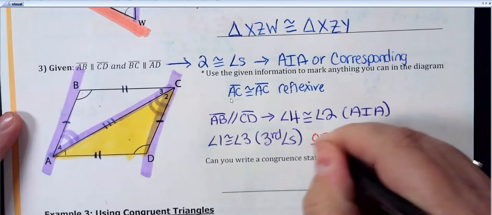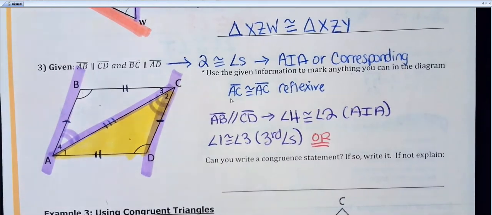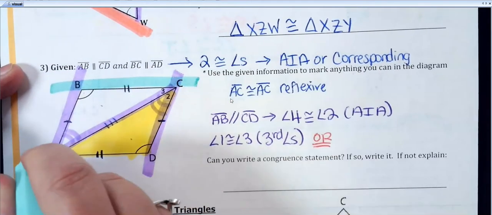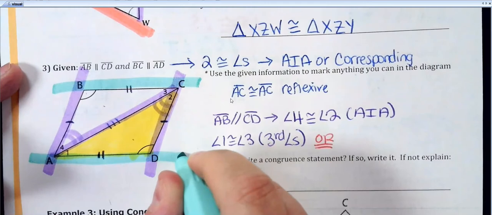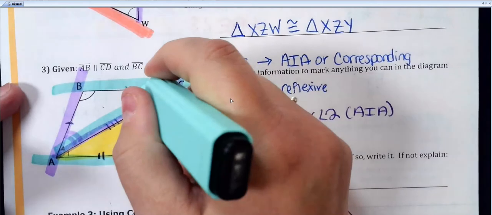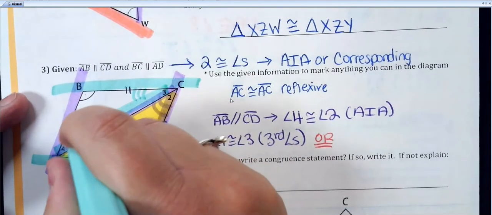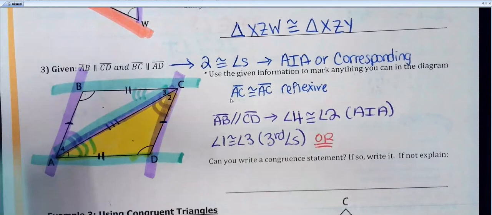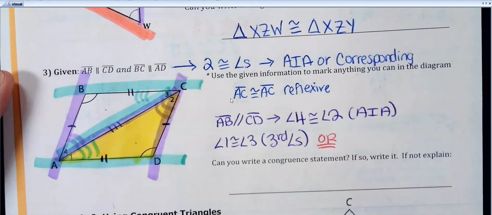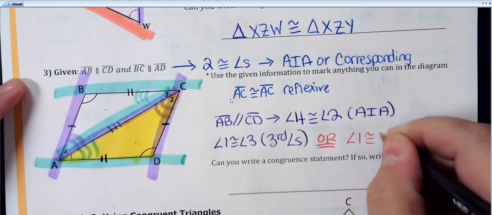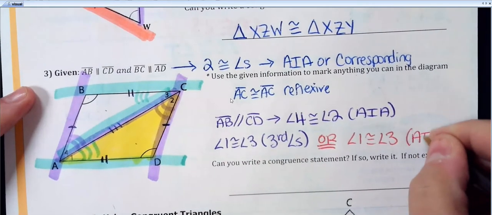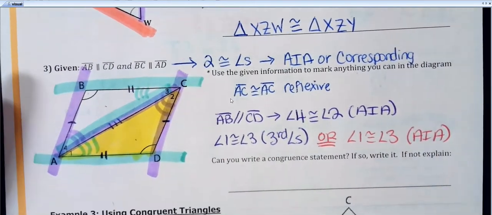Or, just to show you this as an option as well, because BC and AD are parallel, I'm going to use the same transversal here. Using these two parallel lines and this transversal, I'm going to say angle 1 is congruent to angle 3. If I use the parallel lines to say that, that defense would be alternate interior angles. So we do have enough here.